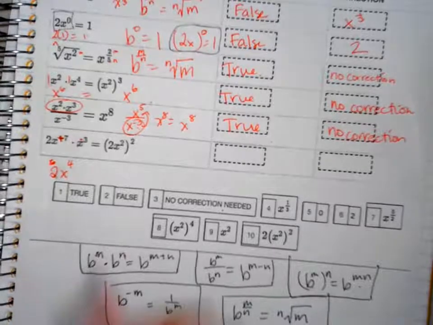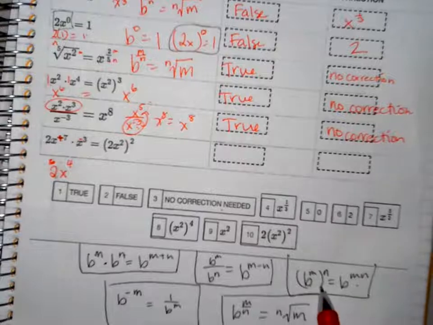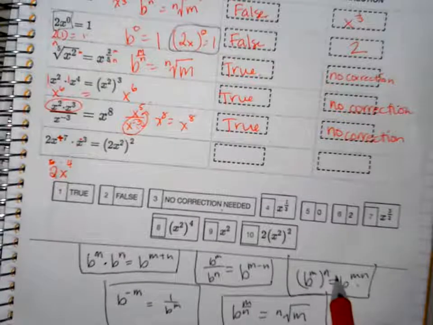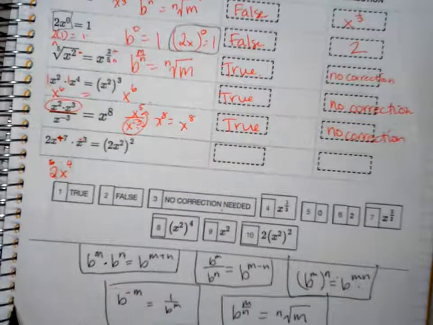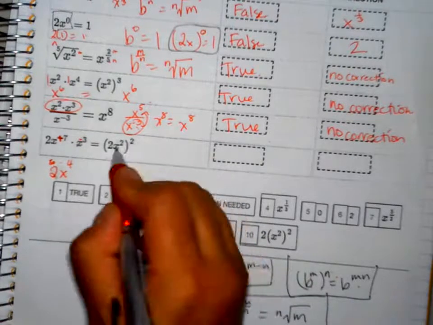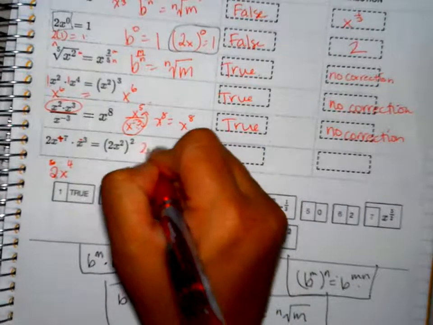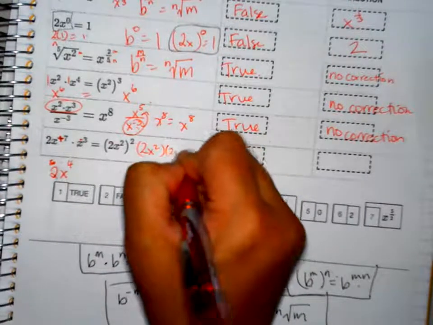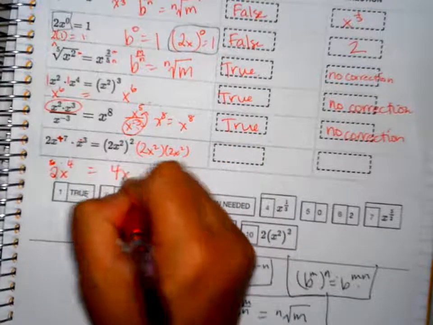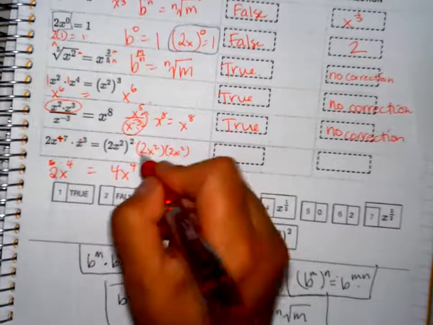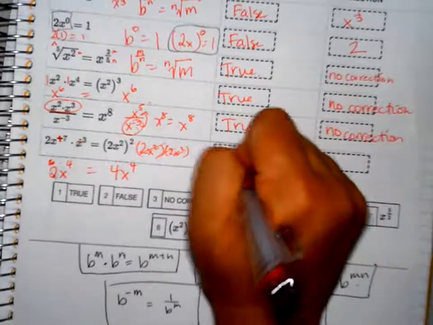Okay? Here's this side. This guy right here is this one over here. This is the power to a power. Okay? So this impacts all of this inside. All right? It impacts the 2. It impacts the x squared. So this guy right here, this is like saying 2x squared times 2x squared, right? There's 2 of these. So that equals 4x to the 4th. No, it does not. All right? Those are not the same. So this one right here is false.